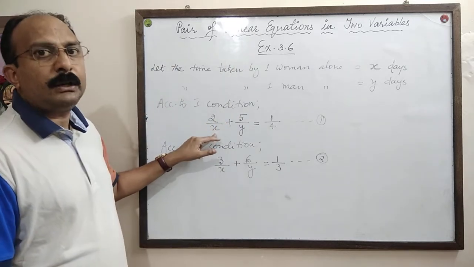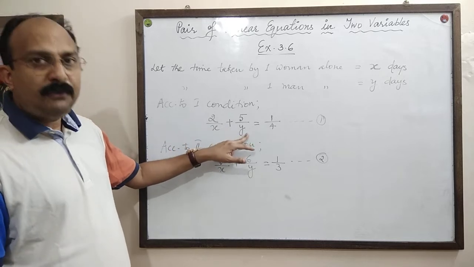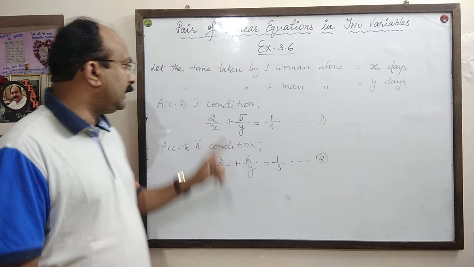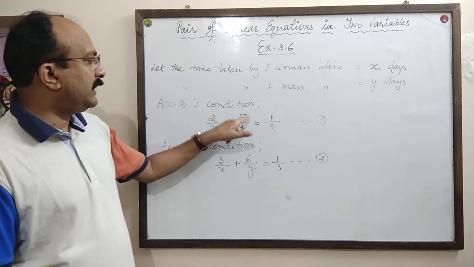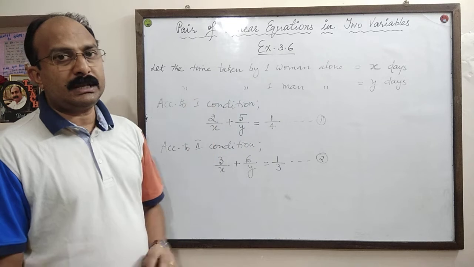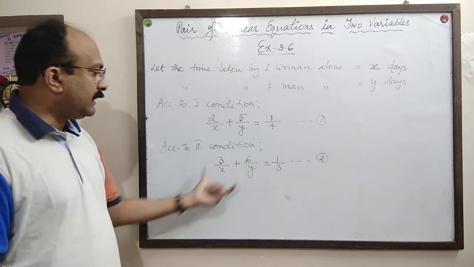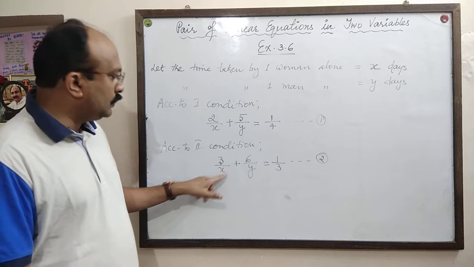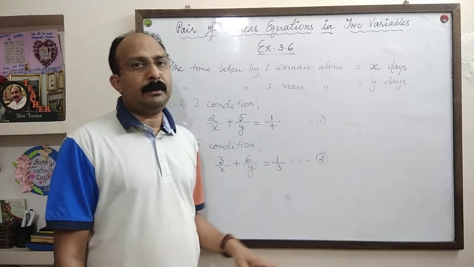Let 1 upon x equal u, 1 upon y equal v. These two equations will be converted in terms of u and v. It will become 2u plus 5v equal to 1 upon 4. Remember, no change in RHS. u and v will come only in the LHS. So equation 2 will become 3u plus 6v equal to 1 upon 3.